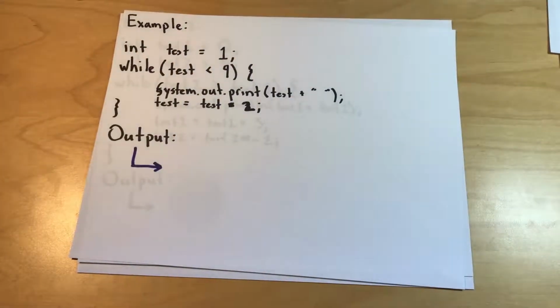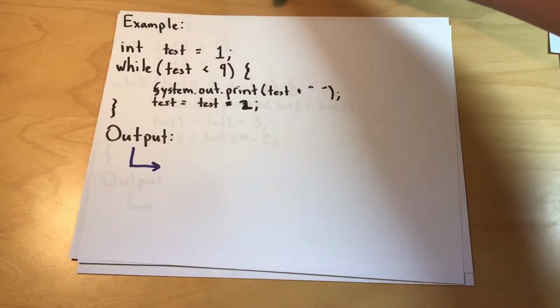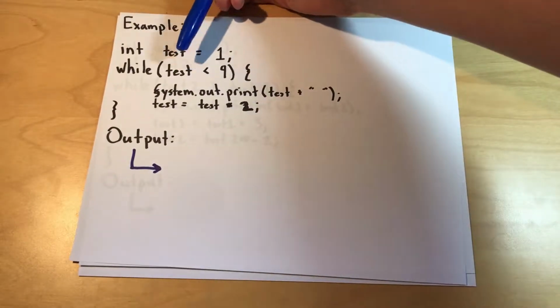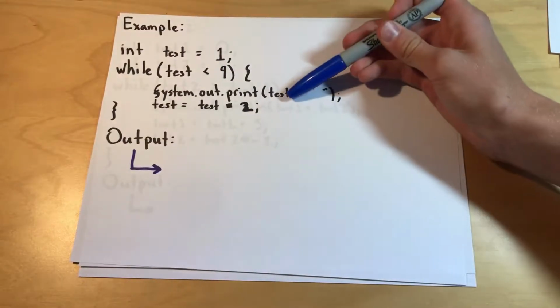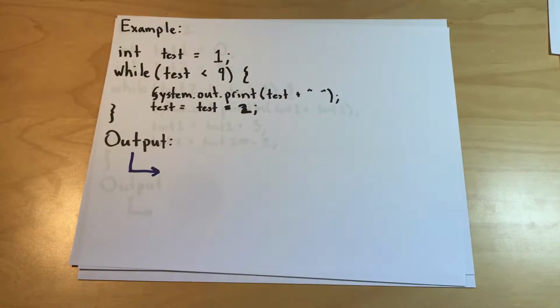A pretty simple one. We start out with an integer called test that is equal to the number 1. While this test number is less than 9, we will print out the number plus a space, and then we will multiply our test number by 2. So let's run through it.